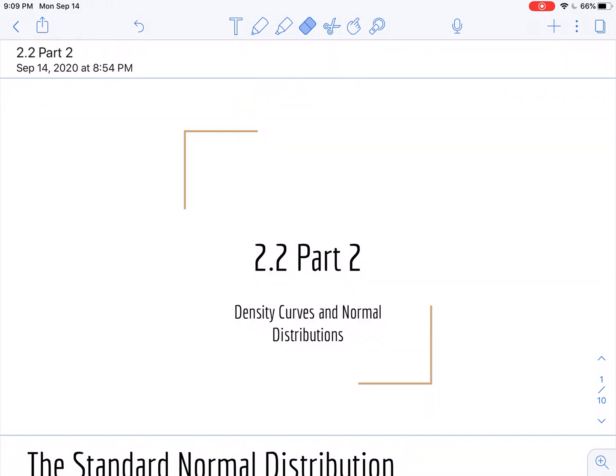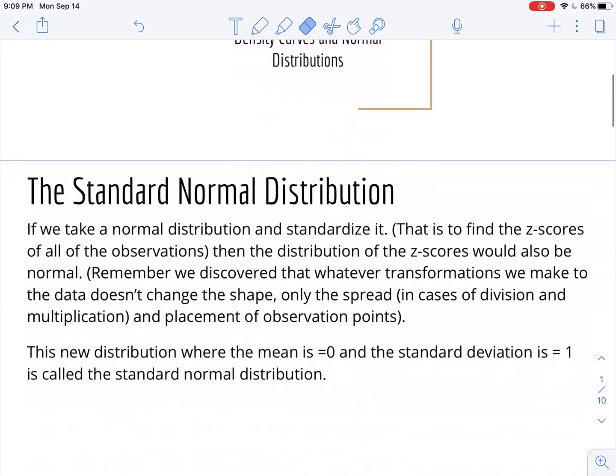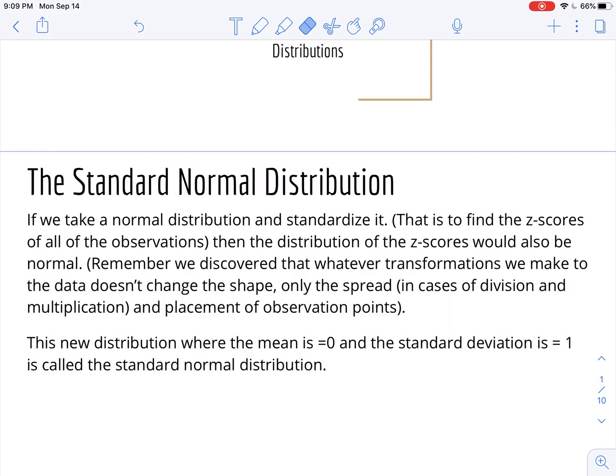These are the 2.2 Part 2 video notes. And we're going to continue looking at density curves and normal distributions. So the first thing that we're going to look at is the standard normal distribution.